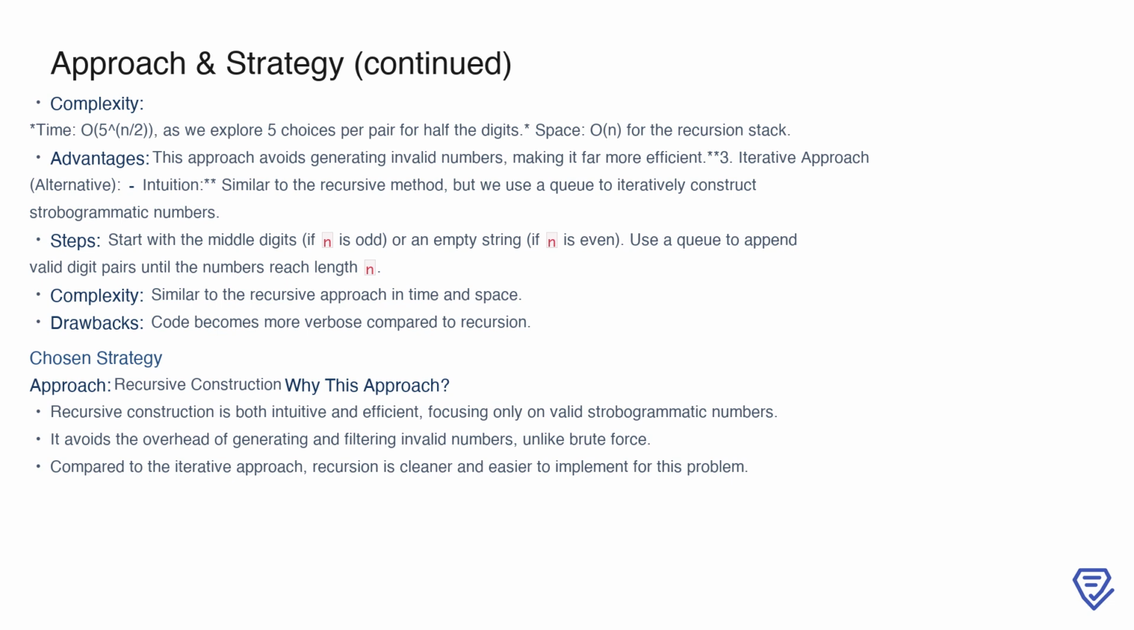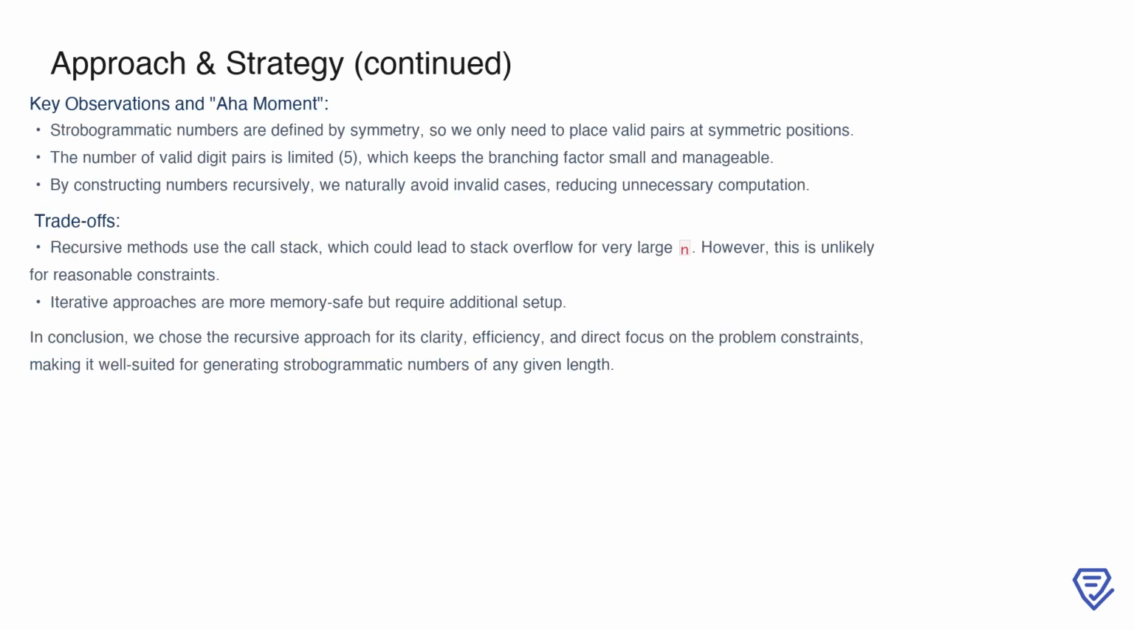Additionally, recursion provides a cleaner and more straightforward implementation compared to the iterative method. The key insight that makes the recursive approach so effective is that strobogrammatic numbers are defined by symmetry. This means we only need to place valid digit pairs at symmetric positions, reducing the problem to a manageable branching factor of 5 valid pairs.